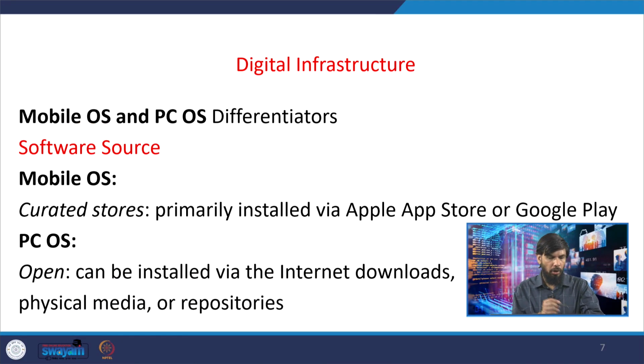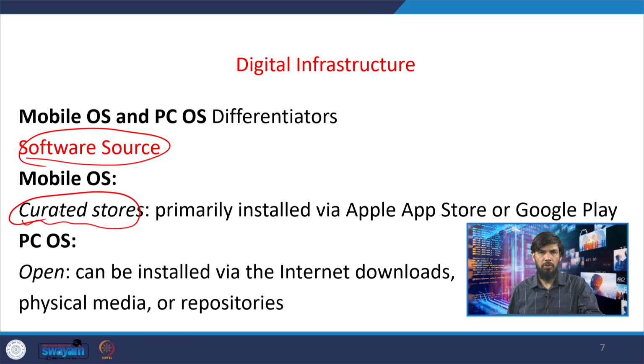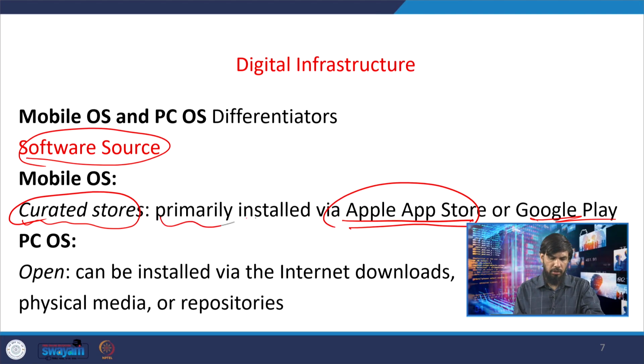Then if we look at software source, in the sense of how you acquire or download software in a mobile operating system, and how you do the same thing in the case of a PC operating system, we notice very clear differences. There are curated stores for mobile operating systems. So what are these curated stores? We already know. If you are using an iPhone, then this is Apple's App Store. If you are using Google Android devices, then it is Google Play Store, right. More often than not it will be installed there. So the curated store is installed there, and the apps that you are supposed to obtain or install, you need to get them from these stores, right.